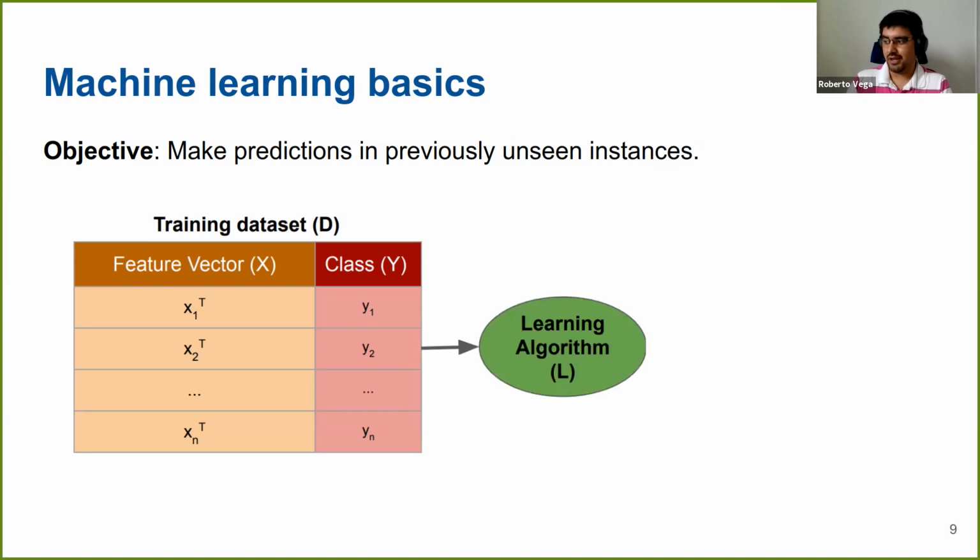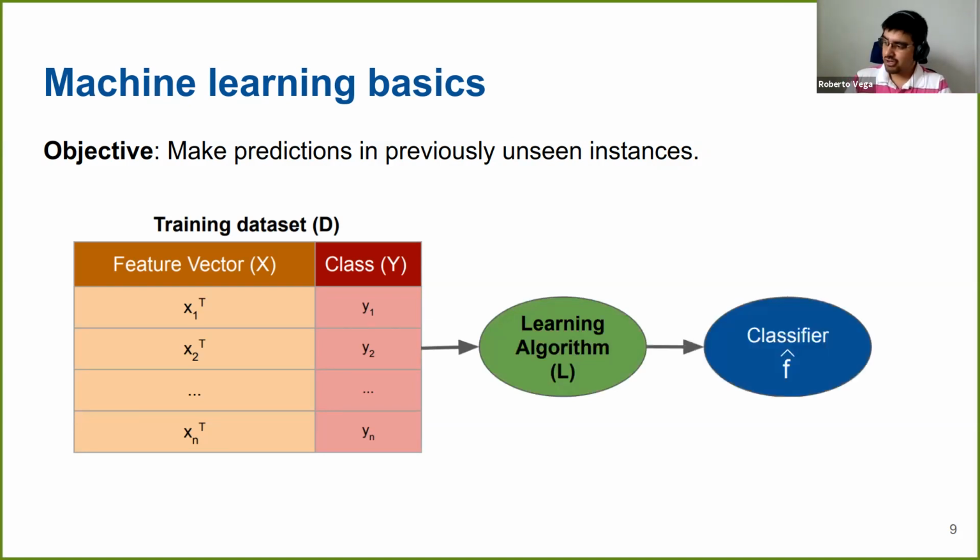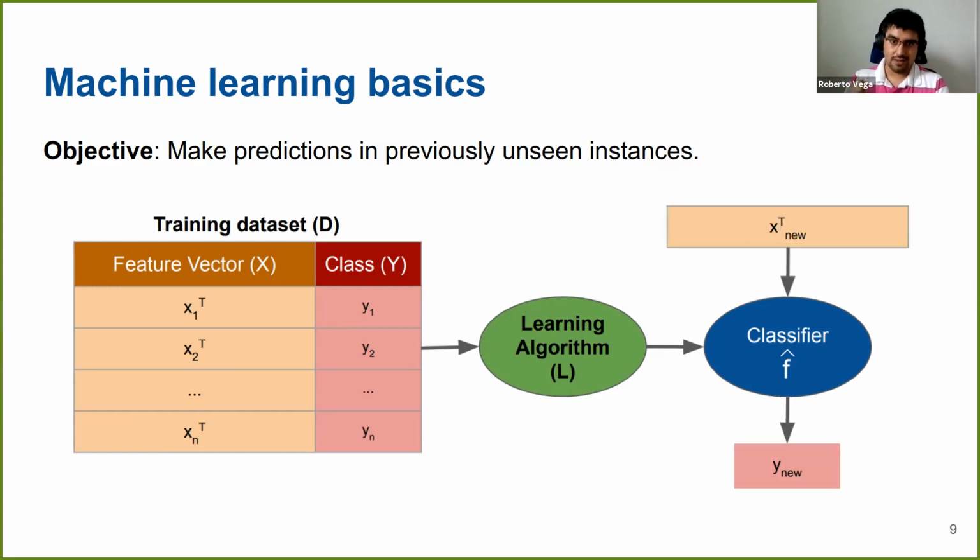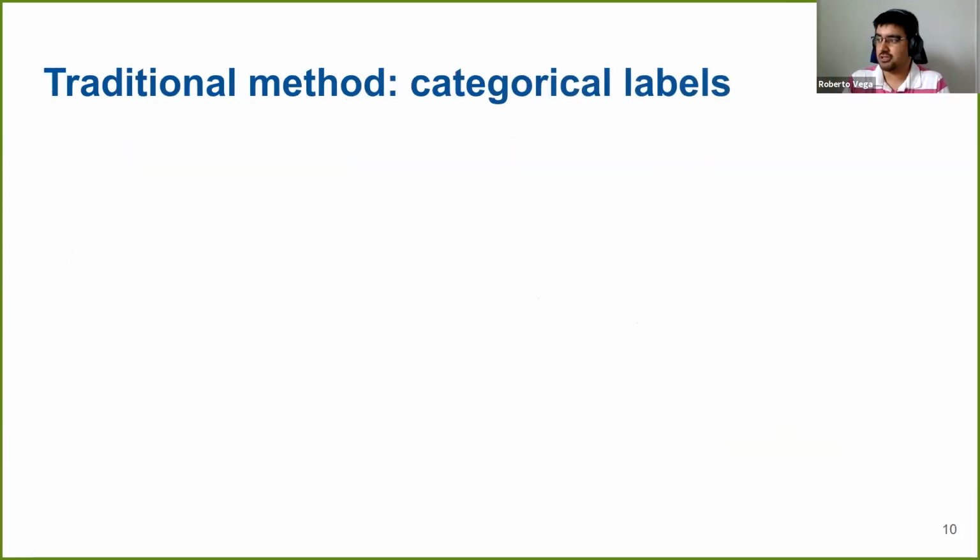Using this historical data, we input this into a learning algorithm. This learning algorithm is going to create a classifier. And then we want to use this classifier to make new predictions. Whenever we see a new instance, we make the prediction, and that's it. That is basically the objective of machine learning.